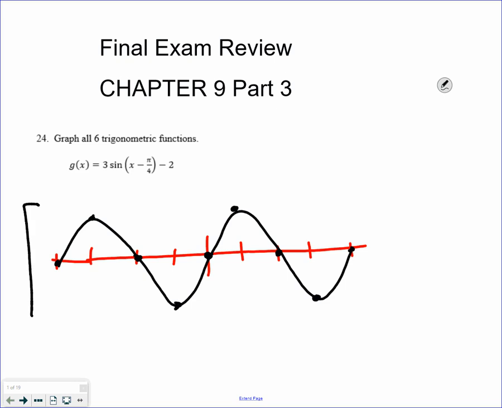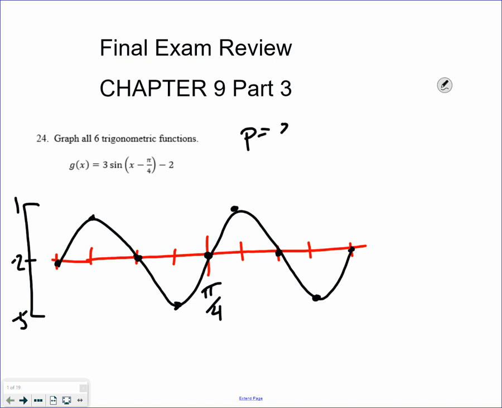Now, let's talk about the 3 that's in front and the -2 at the end. That is where the midline is located. So the midline is located at -2, and the amplitude going up and down is 3. So there's at least a measure of where your midline is located and where your amplitude is located as well. Now, the middle of the graph, notice it's x minus pi over 4. So pi over 4 will be where the phase shift occurred.